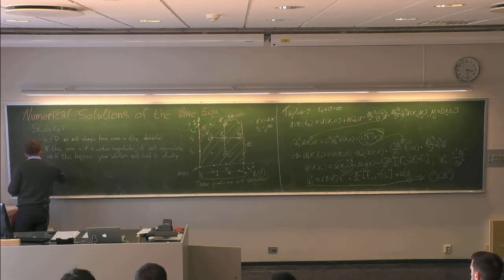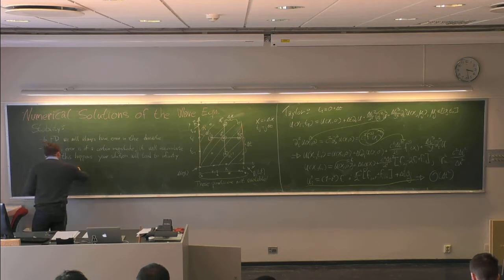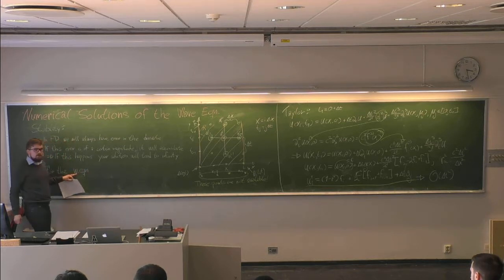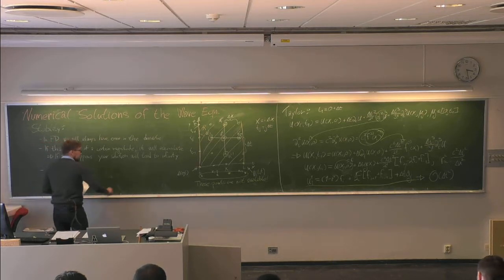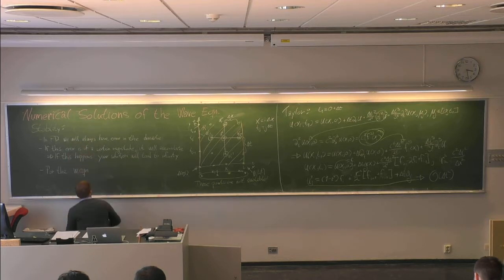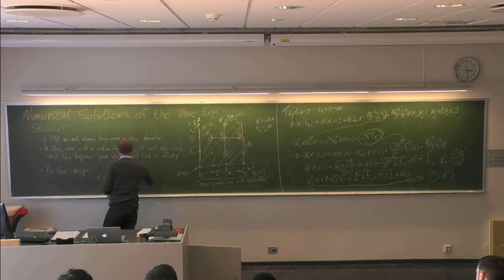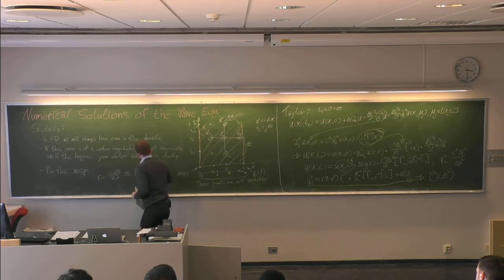So for the wave equation, we need that this R, which is equal to C delta T over delta X, should be 1 or smaller than 1. This is sometimes called the CFL criterion.